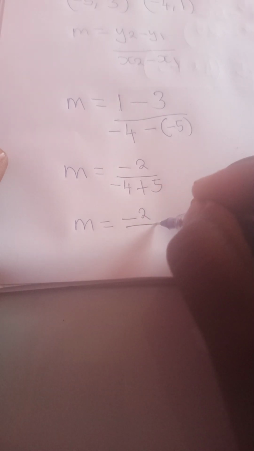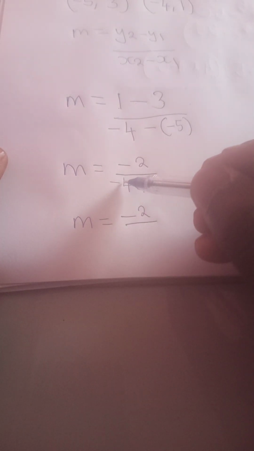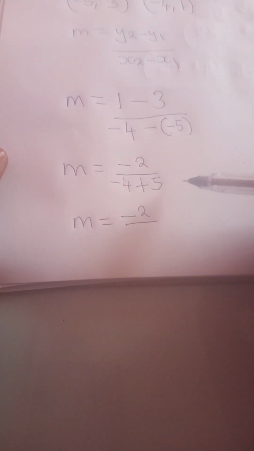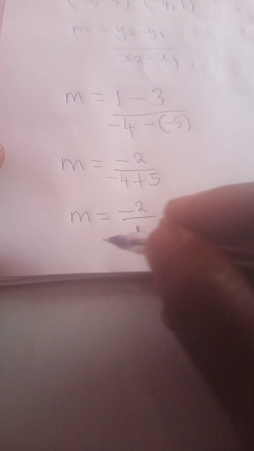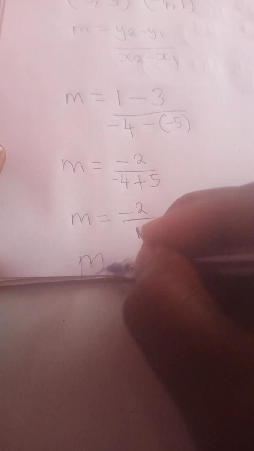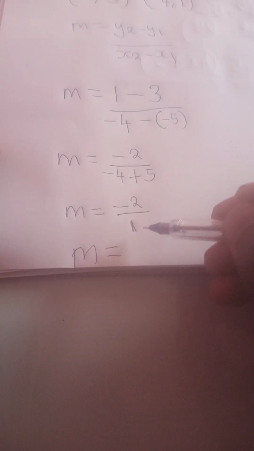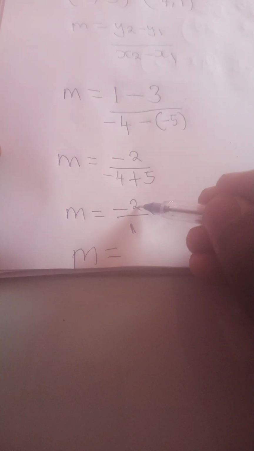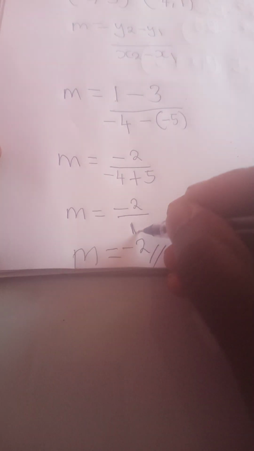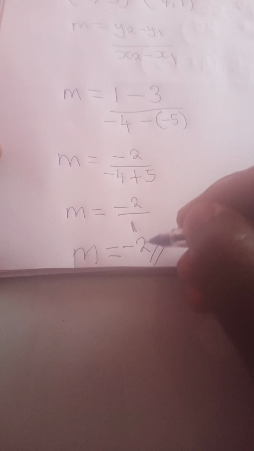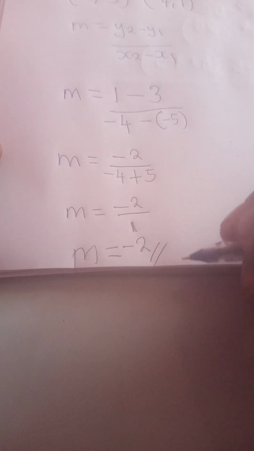The next thing you say m is equal to -2 over -4 plus 5. What do you get? You get +1. How many times can 1 go into -2? It goes -2 times. 1 into -2, it goes 2 times, which is -2.